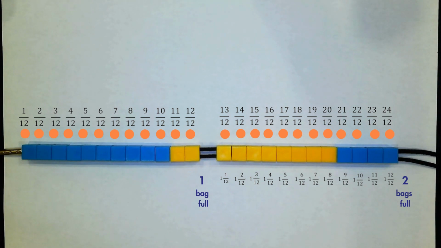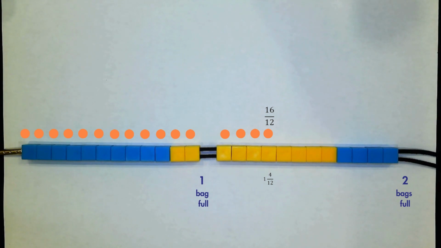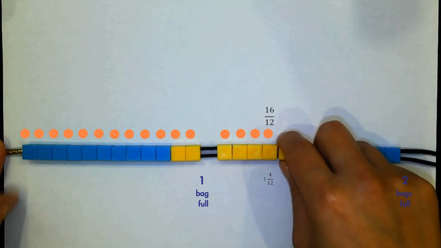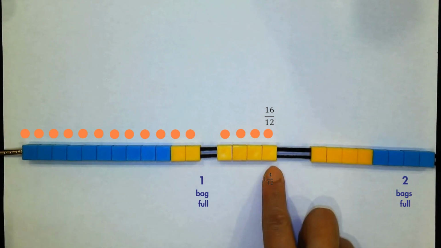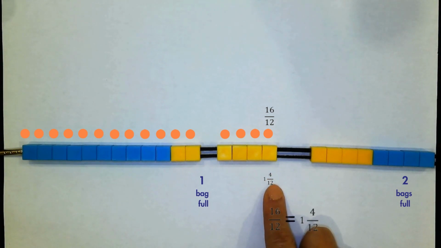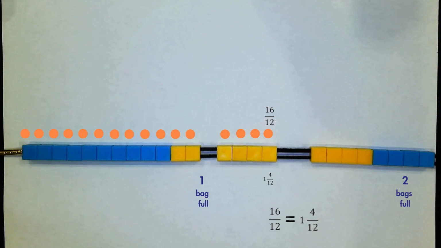Say we were looking at 16/12. We can see that this is also named 1 and 4/12, which can be connected to the statement below. I would read this statement as 16/12 is equivalent to 1 and 4/12. Now on the linear abacus, it's very clear how these two numbers are equivalent because they're pointing to the same bead.